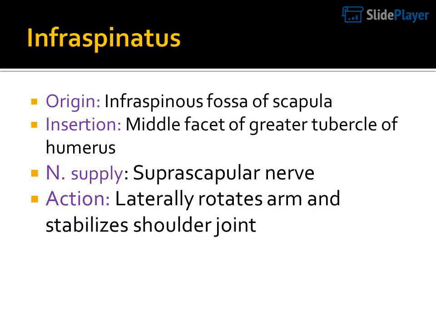Infraspinatus, nerve supply: suprascapular nerve. Origin: infraspinous fossa of scapula. Insertion: middle facet of greater tubercle of humerus. Nerve supply: suprascapular nerve. Action: laterally rotates arm and stabilizes shoulder joint.